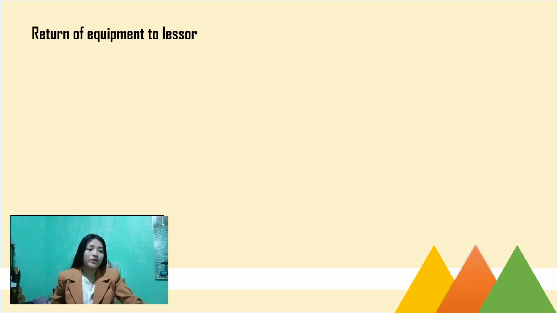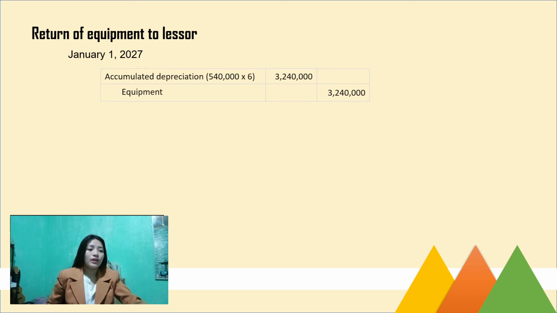Next is the return of equipment to lessor. So, ibabalik na yung equipment dun sa lessor. Ang date dito ay January 1, 2027. So, kapag binalik natin, of course, i-credit natin yung equipment since mawawala na sa atin yun, amounting to 3,240,000, which is the cost of the right-of-use asset. Then, debit yung accumulated depreciation amounting to 3,240,000. So, ayan, kung paano nakuha, 540,000 times 6, or yung lease term na 6 years.